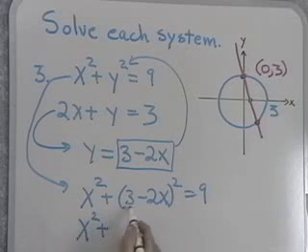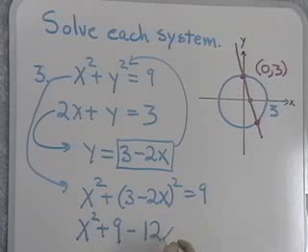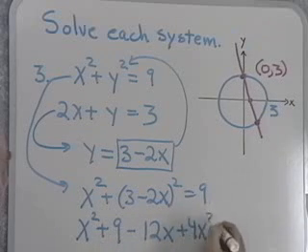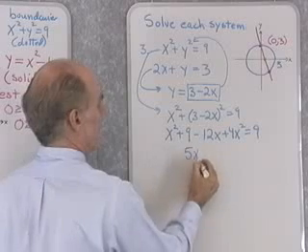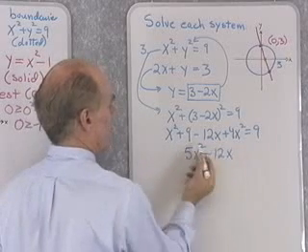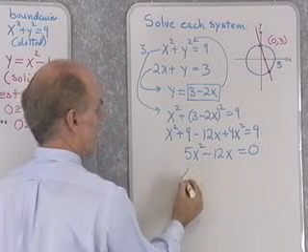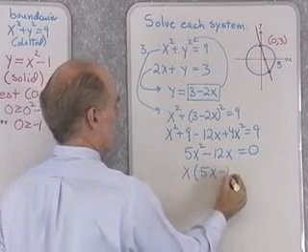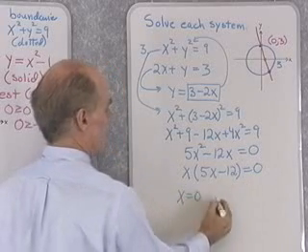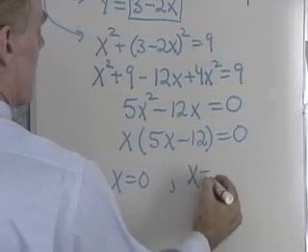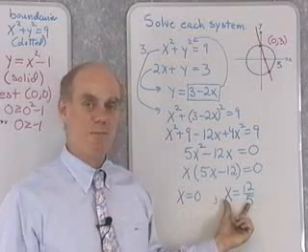Okay, let's solve this equation. x squared plus, okay, I've got to square this binomial: 9 minus 3 times 2 is 6, doubled is 12, x plus 4x squared, is equal to 9. 1x squared plus 4x squared is 5x squared, minus 12x, and then I'll add negative 9 to both sides, so I end up with 0. Factor x out of these two terms, and I have x times (5x minus 12) is equal to 0. That tells me that x is equal to 0, or 5x minus 12 is equal to 0, which means that x is 12/5.